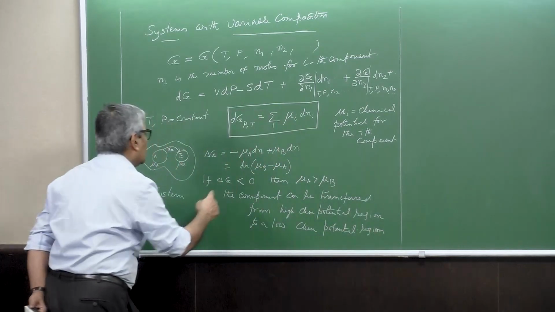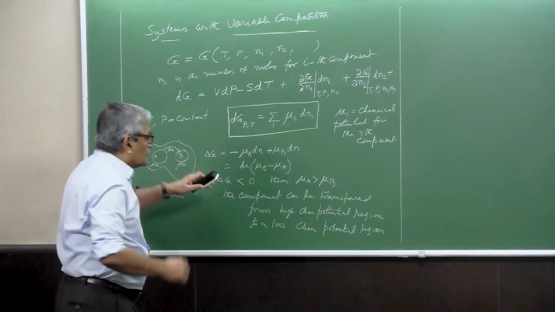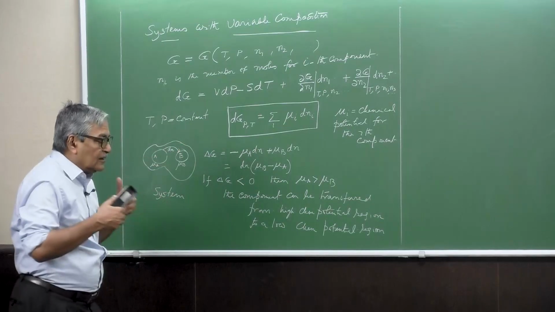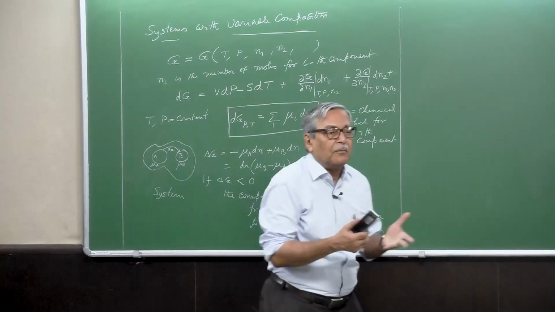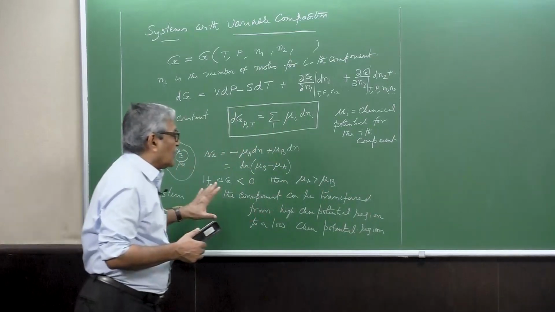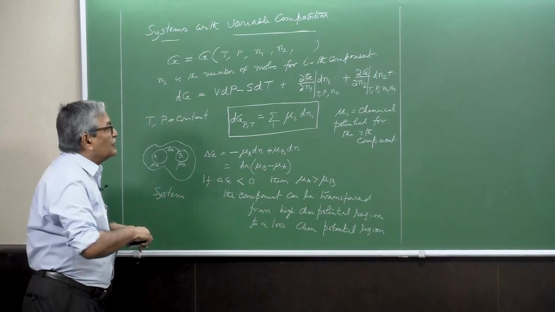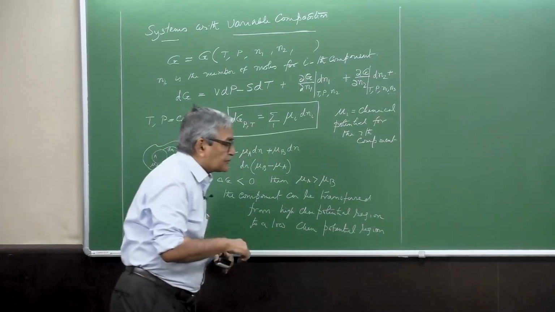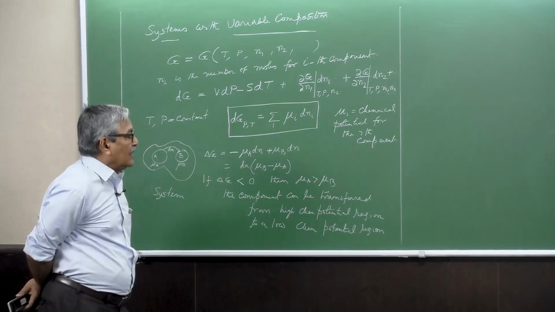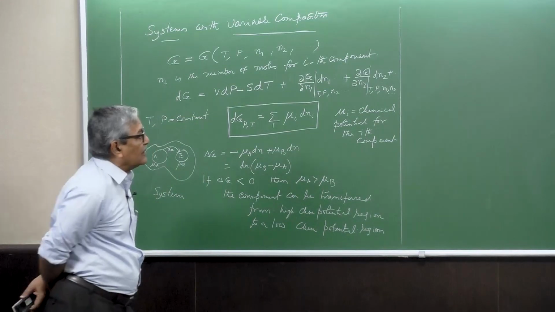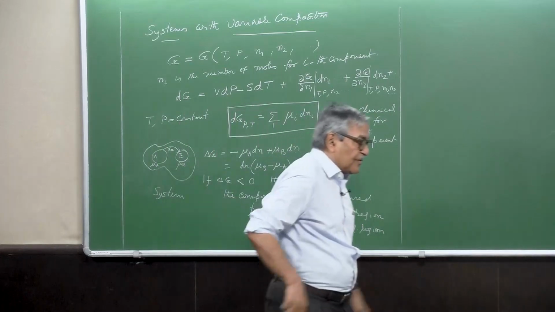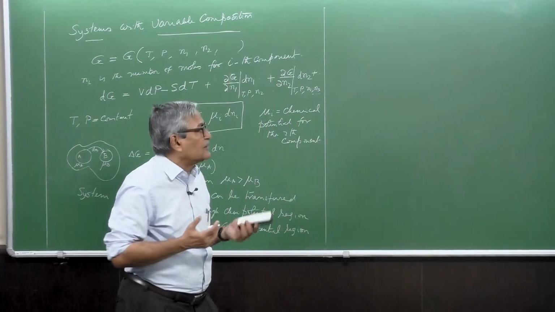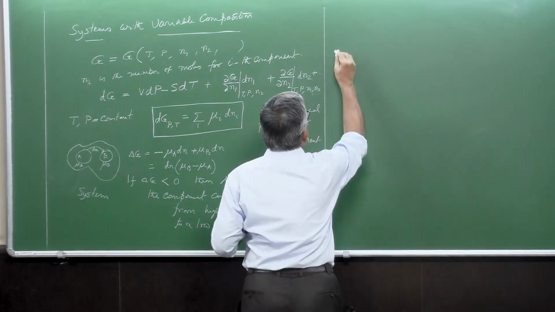And this has to be a spontaneous process. So this is something about, again, the use of delta G in following the direction of a flow of mass. That's the point. That's an interesting, important point for when we consider the case of mixing. Now we consider the typical case of a mixture. So I try to find out the chemical potential of a component in a mixture.